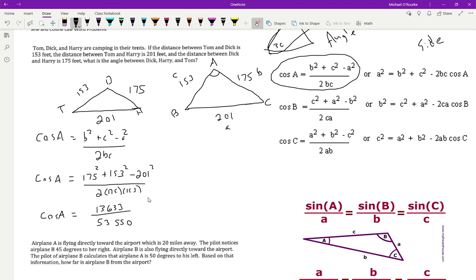13,633. So now this equals cos A equals 0.255. Now we can't leave it like this at the very end, right? We need A all by itself, so we're going to bring this cos over, and it becomes cos inverse of 0.255. It should give you an angle around 75 degrees.